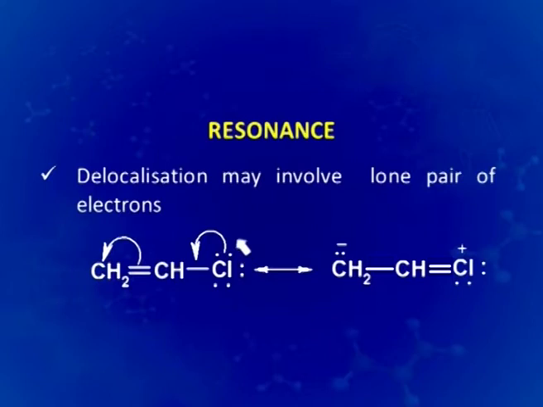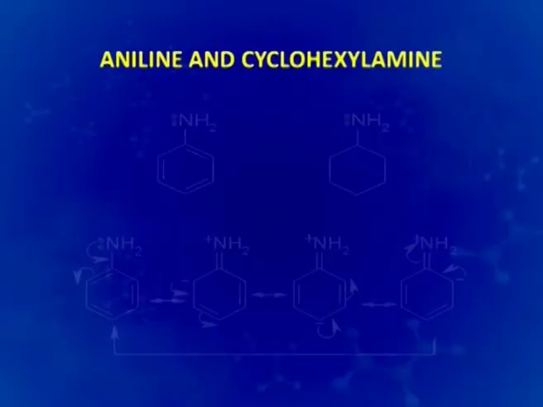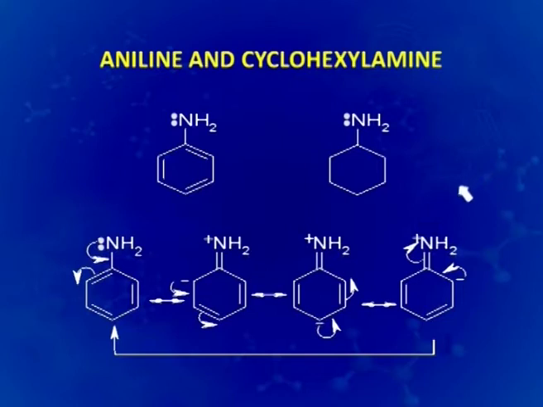Here you can see the curved arrow shows the movement of an electron pair. In turn, this bond moves to the CH2 group, and what we get as a result of this is a positive charge on chlorine and a negative charge on the terminal carbon atom. So, this is showing the resonance structure, and this is what we rationalize for the nucleophilicity of the two amines here. One is aniline, another is cyclohexylamine.